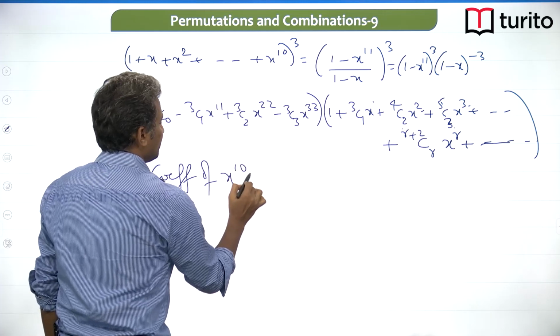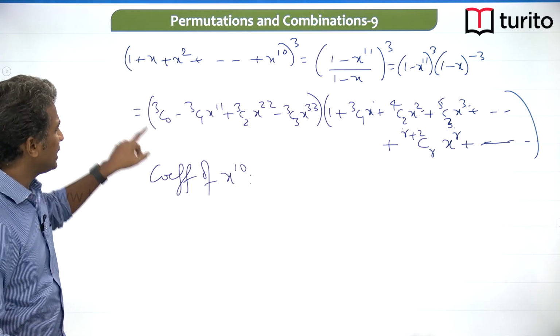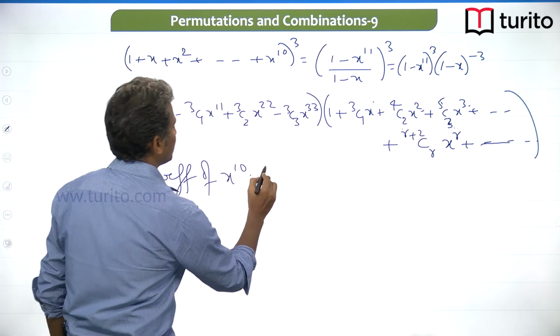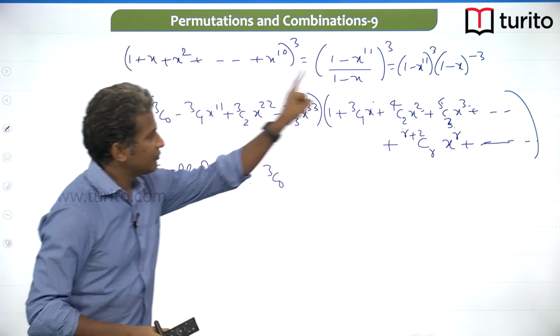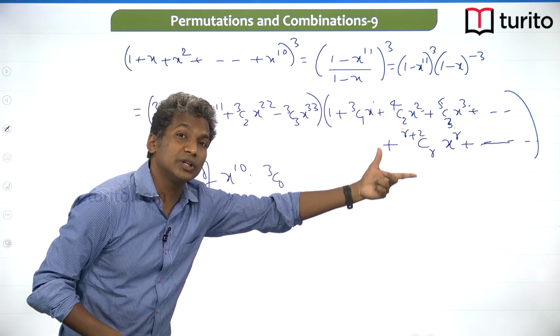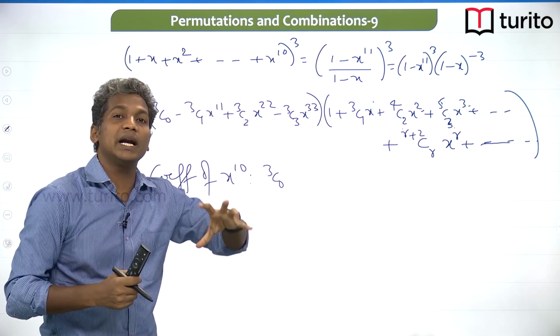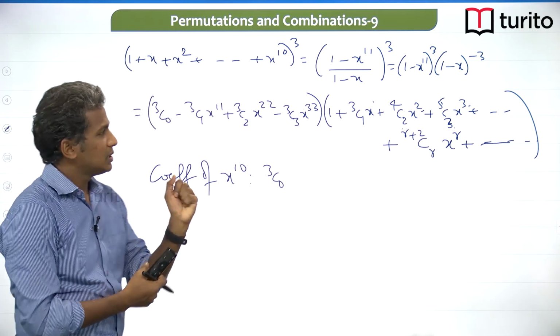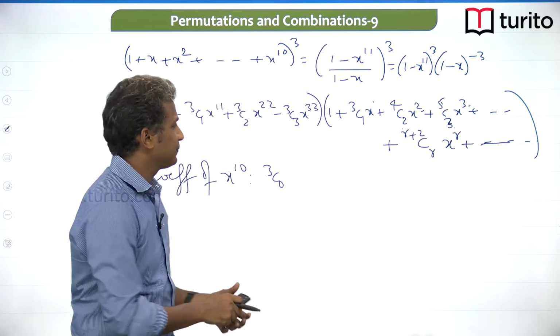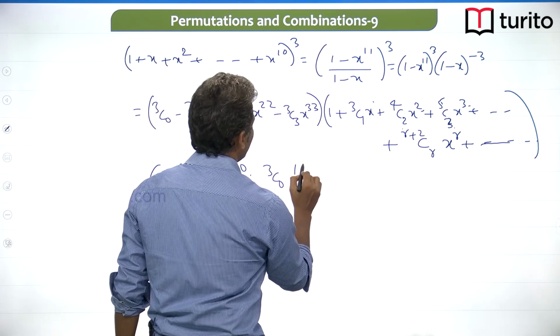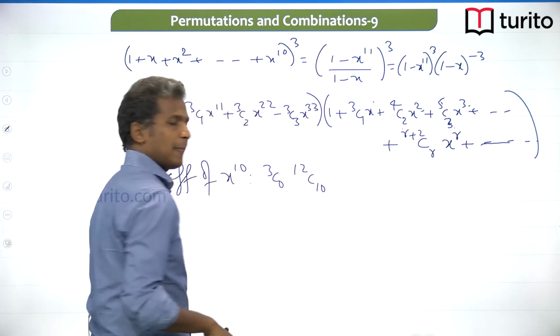x raised to 10. So when I take 3c0 from here, that means it is the constant term here. From here I have to take x raised to 10, so that our net result is x raised to 10. So from here x raised to 10 will come when I put r equal to 10 here. So r equal to 10 will give me 12c10, okay.